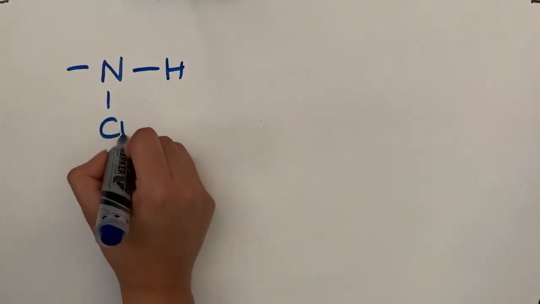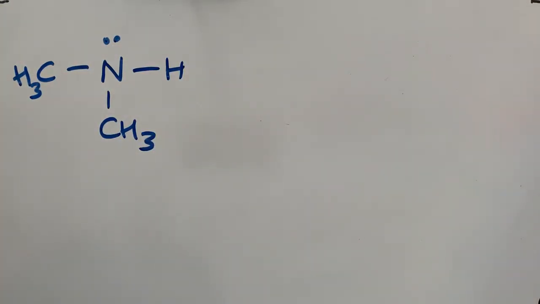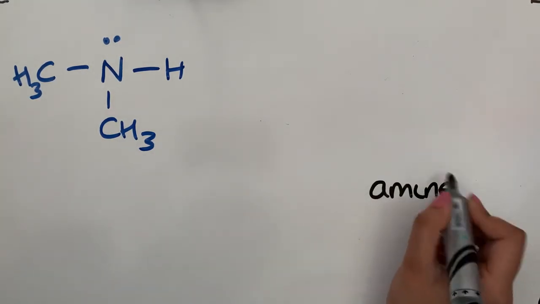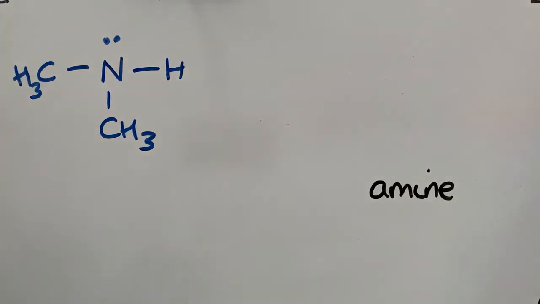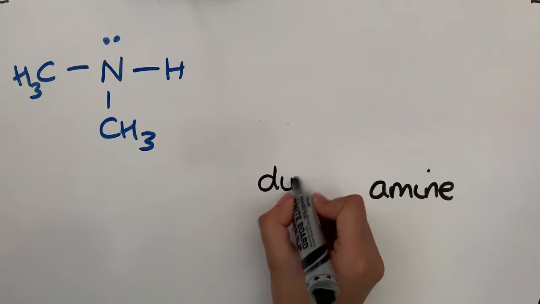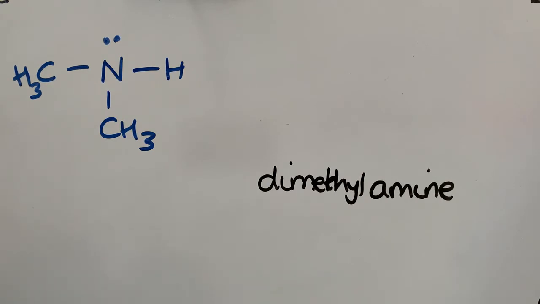Right, let's now move on to secondary amines. A secondary amine is where 2 of the hydrogens have been replaced with an alkyl group. So let's have a look when those R groups are the same, like that. In this case, the parent is the amine, so it's going to end in amine. Because you've got 2 methyl groups, it's going to be dimethylamine, like so. So this is dimethylamine.